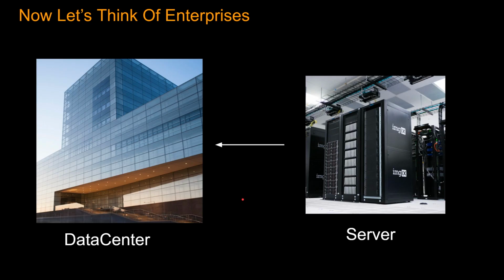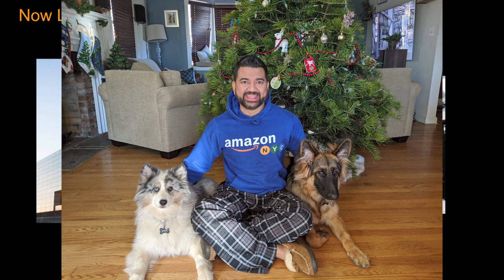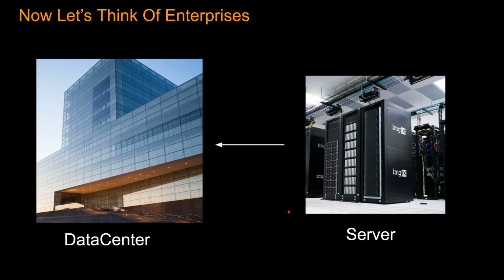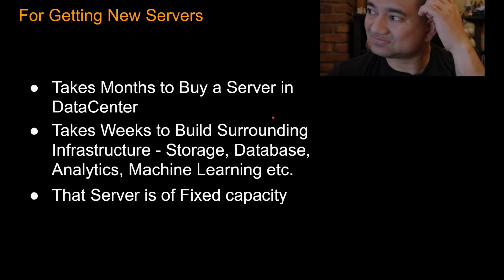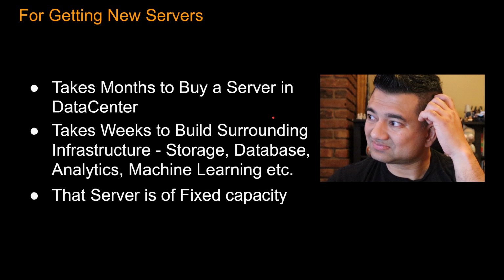So now let's think of enterprises. They do a little bit more intense stuff than cat videos, basically dog videos. So they have these highly powerful servers, which you can think of as a more powerful computer. And these servers reside in a building called a data center. So what if a company needs to buy new servers? It's way more hassle than buying a personal computer. So basically, it takes months to buy a server for a data center.